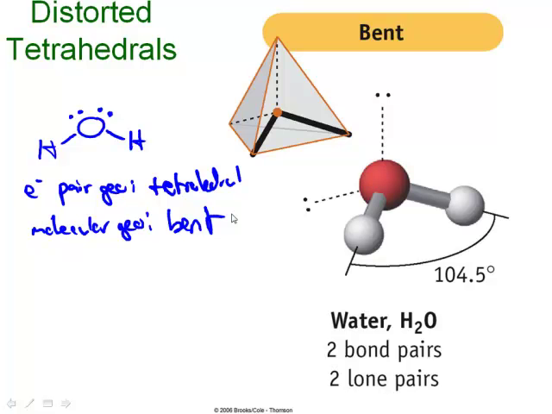here was my perfect tetrahedral. The difference is water has 2 less bonded atoms. So it has 4 pairs of electrons. These guys all repel each other. And so the electron pairs adopt a tetrahedral arrangement around the central atom. But the difference is we're missing these 2 bonded atoms.